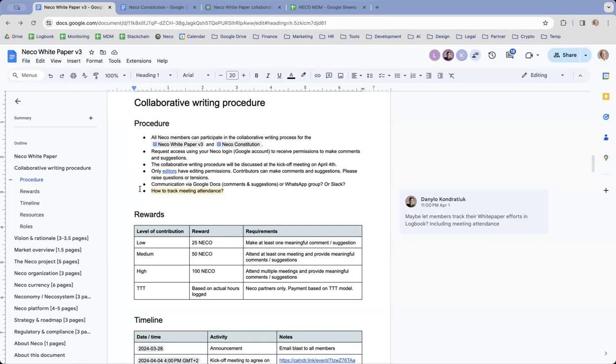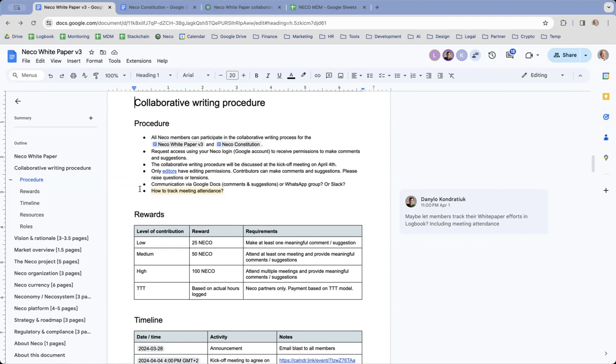We suggested that all Neco members can participate in a collaborative writing of the Neco white paper. And there's an additional document, the Neco Constitution. I'm going to talk about the differences in a second. There are two documents, but the Neco white paper is the main one, where we are more interested in getting feedback from our community. The Neco Constitution is more internal, about how our DAO is structured and organized. So it might not be so relevant for most members, but we want to be open. We want to invite our members to be involved, because the Neco Constitution is another very important document, probably number 2 in importance after the white paper.